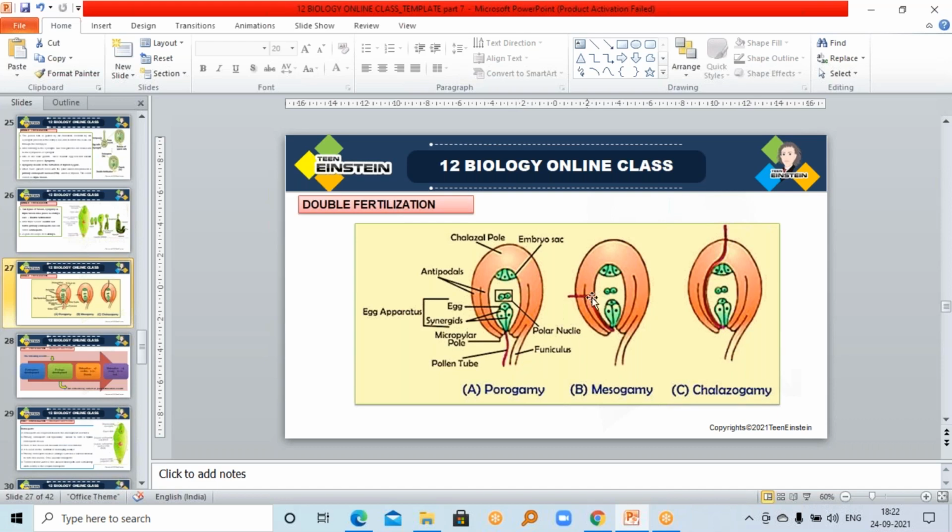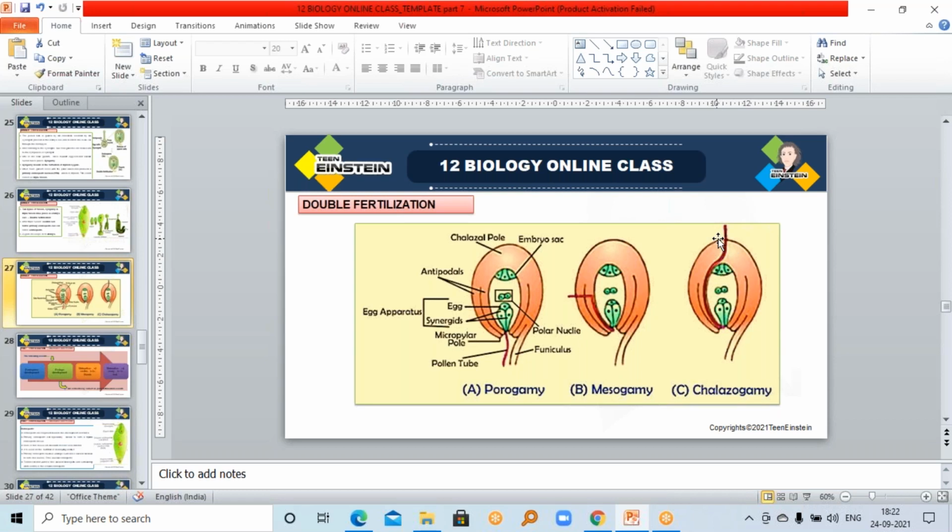Then the pollen tube may enter through the chalazal region. Here you can see, through the chalaza also. Here the entry is through the chalazal end. From here it is entering.